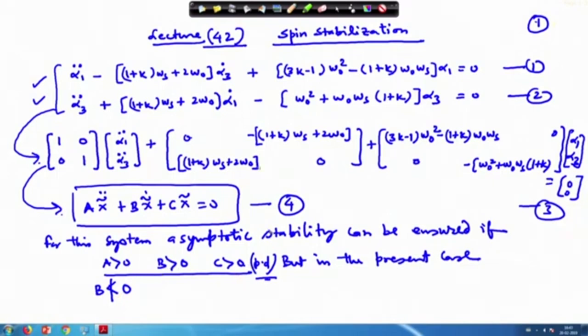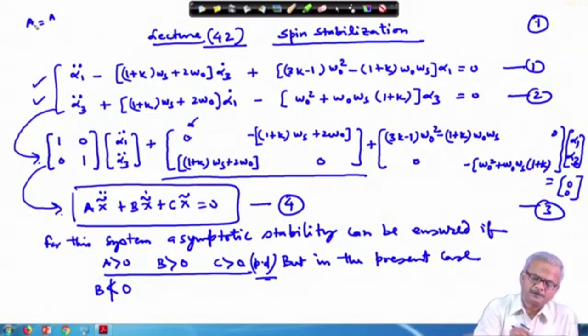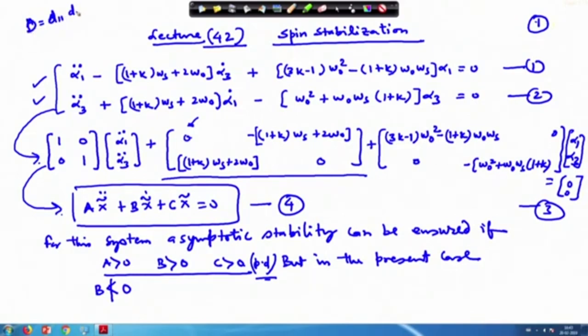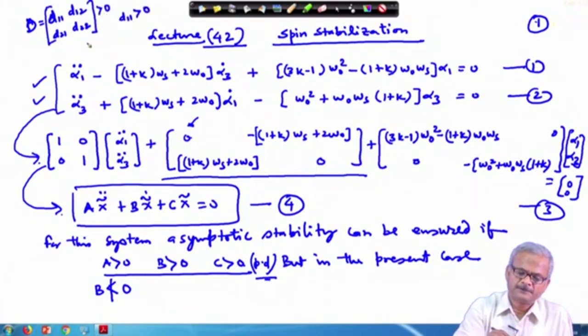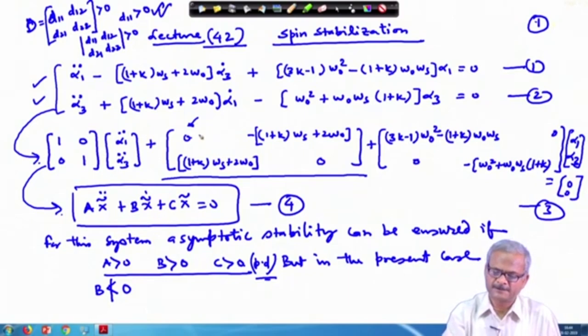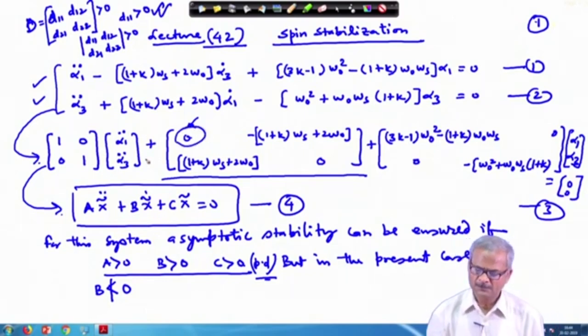Why? Because if we look at this particular term, the first entry here is 0. We know from the Sylvester criterion that for any matrix, let us name it D, D equal to D11, D12, D21 and D22, for this matrix to be positive definite, it is required that D11 should be greater than 0 and also the determinant of D11, D12, D21 and D22 should be greater than 0. At least this condition is not satisfied here, because this entry is 0. Therefore, we cannot ensure asymptotic stability of the system.